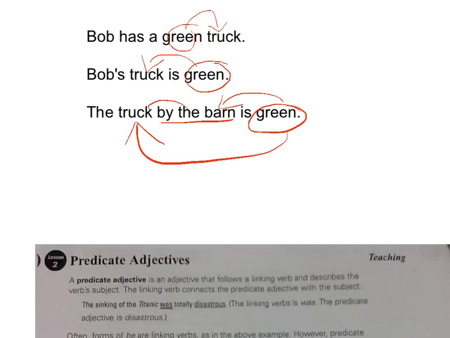So what you want to make sure is ask yourself, is this sentence saying that the barn is green or is it saying that the truck is green? This exercise that we're about to do is going to throw a lot of these at you, so make sure that you ask yourself, what is the adjective referring to?